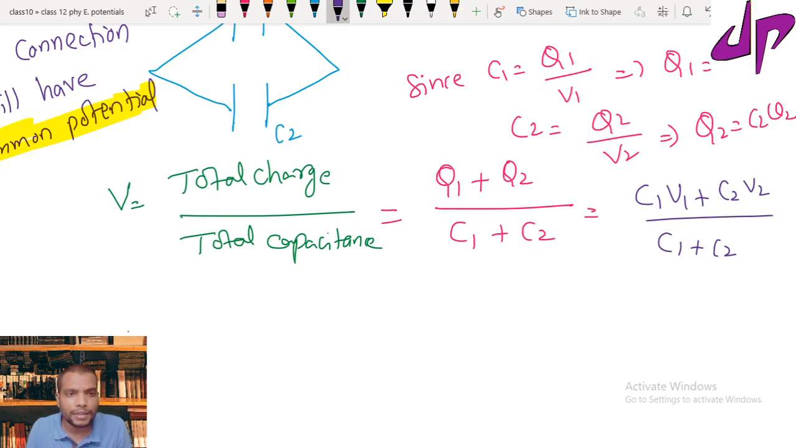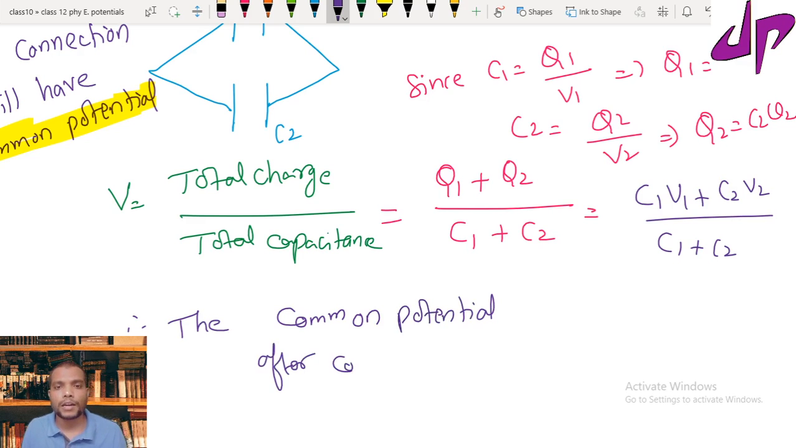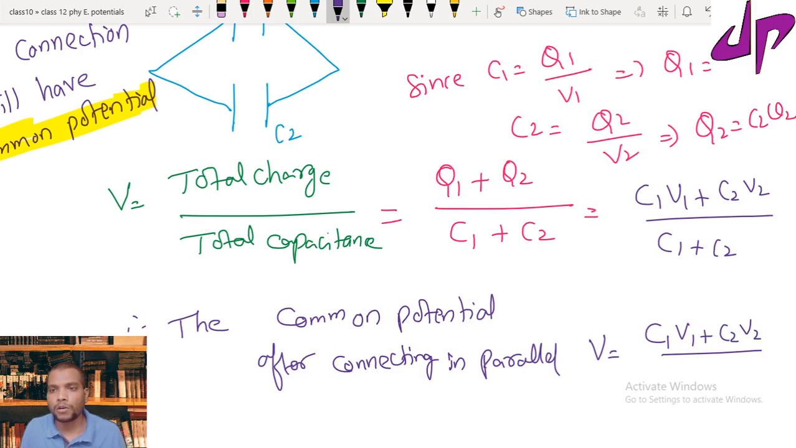Therefore I can write the common potential after connecting in parallel. Common potential V equal to C1 V1 plus C2 V2 upon C1 plus C2. So this is one part of the question we needed to solve. That is the expression for common potential.